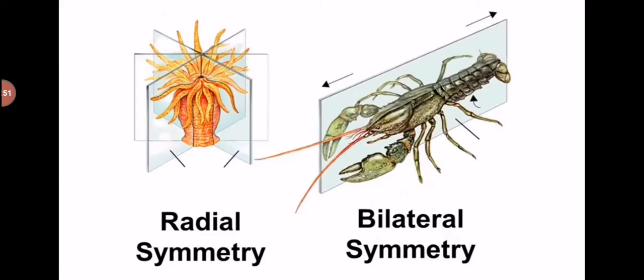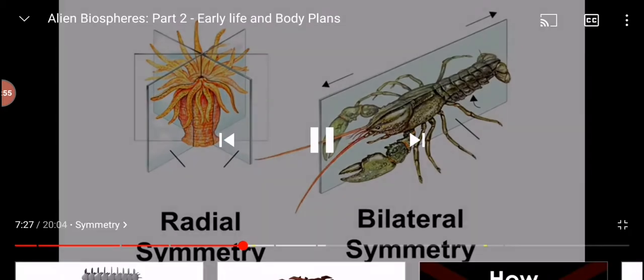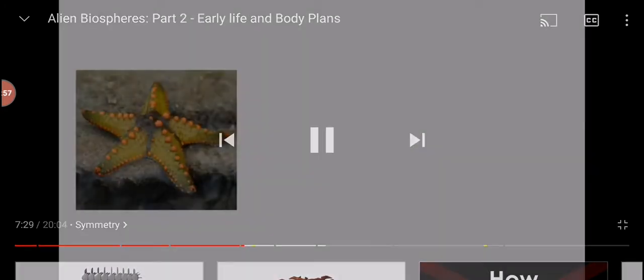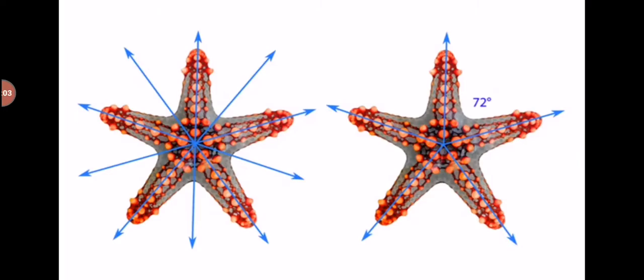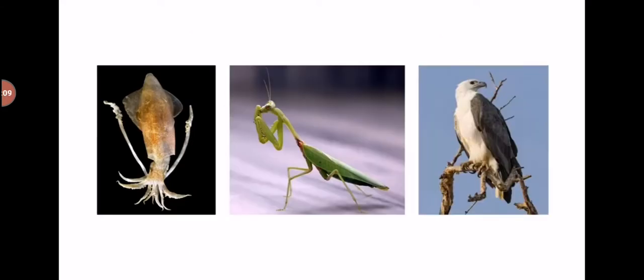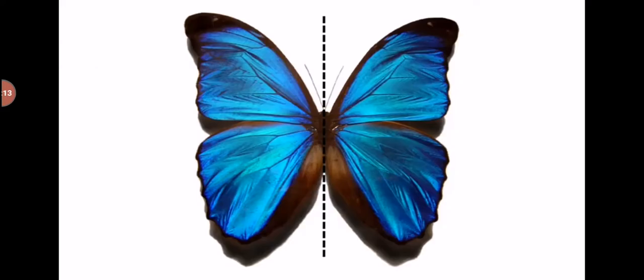To start off, complex multicellular animals most often exhibit some form of symmetry. Some animals, like starfish, anemones, and jellyfish, exhibit radial symmetry, in which the body is arranged in a circle around a central axis, while other animals, like mollusks, arthropods, and vertebrates, demonstrate bilateral symmetry, where the two sides of the body are mirror images of each other.